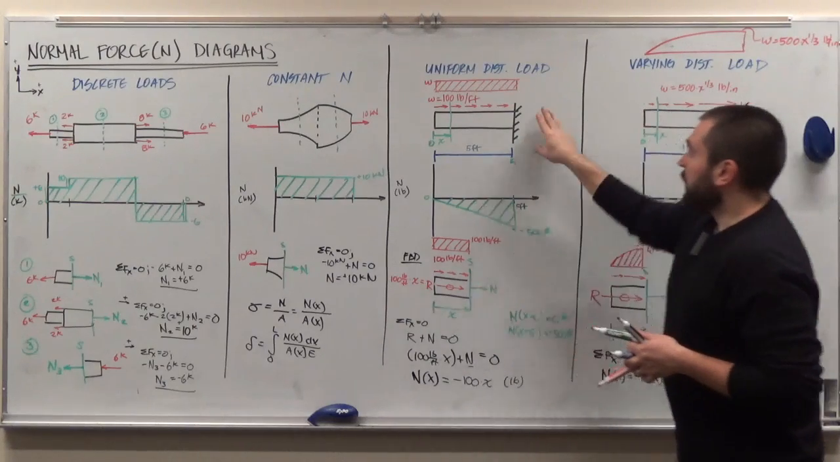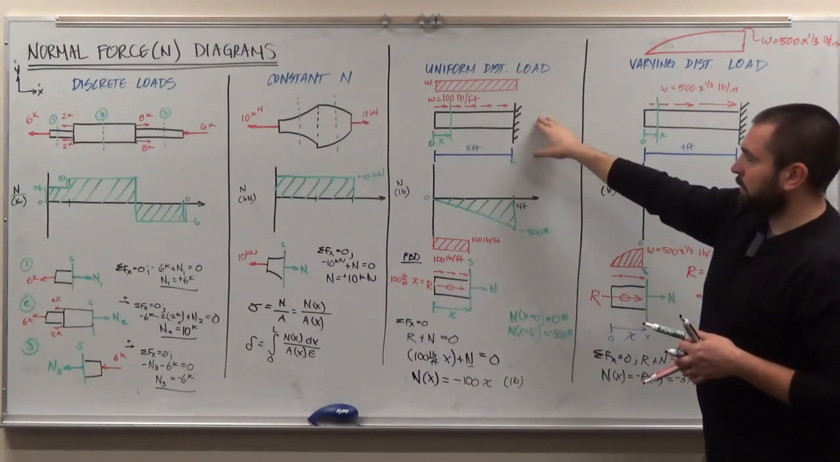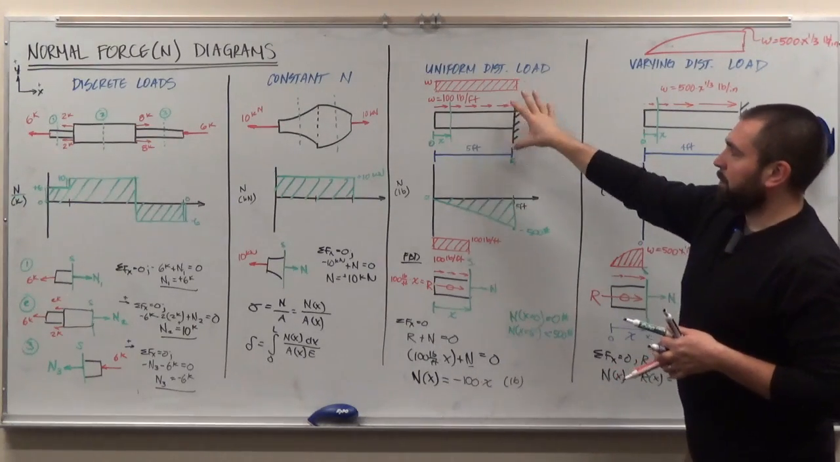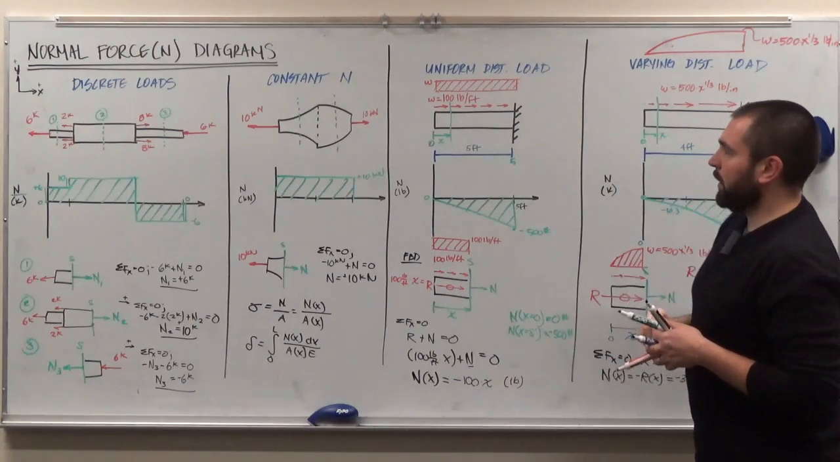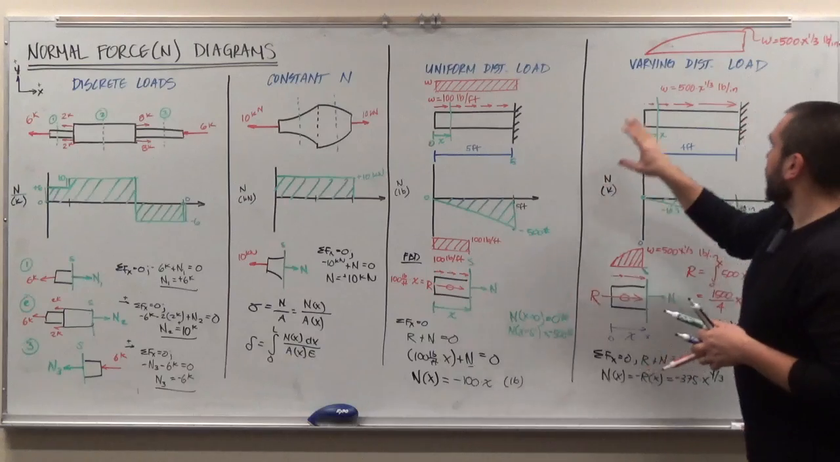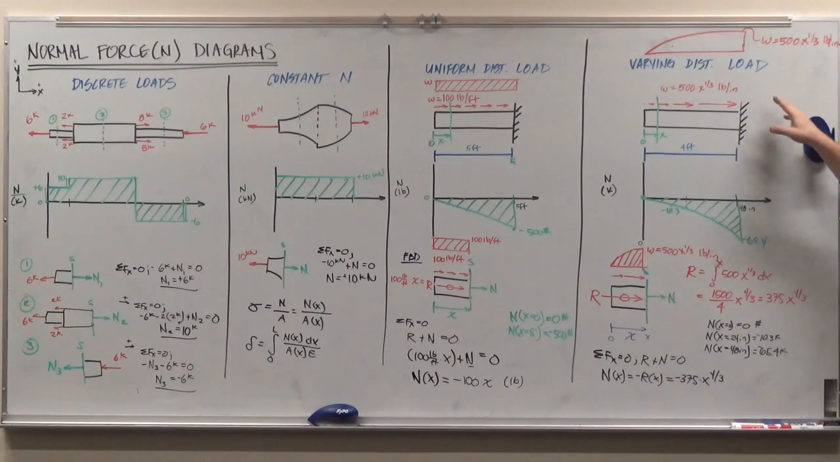Uniformly distributed load, there's some geometric integration, just solving for the area underneath a simple loading curve. And then a varying distributed loading gets a little bit more complex where you have to use actual integration to solve for the internal normal force.